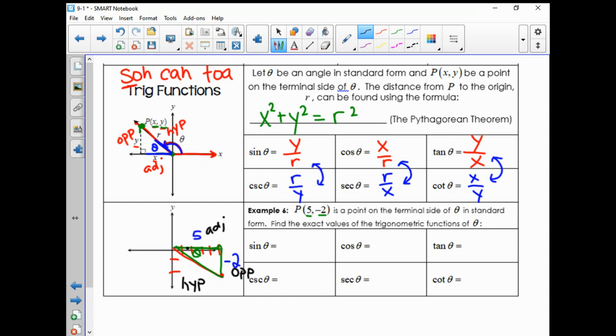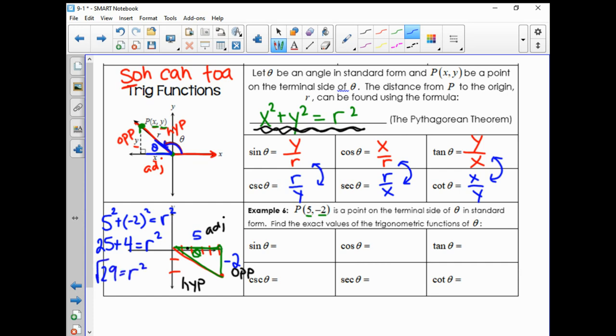So again, we can just use our Pythagorean theorem up here, x squared plus y squared equals r squared, to find this missing side. So let's go ahead and do that. We've got our 5 squared, that was our x, plus -2 squared, that equals r squared. Well, 5 squared is 25. Negative 2 squared, be sure to put parentheses if you square it, is going to be a positive number. Negative 2 times negative 2 is positive 4. That's equal to r squared. 25 plus 4 is 29. That's equal to r squared.